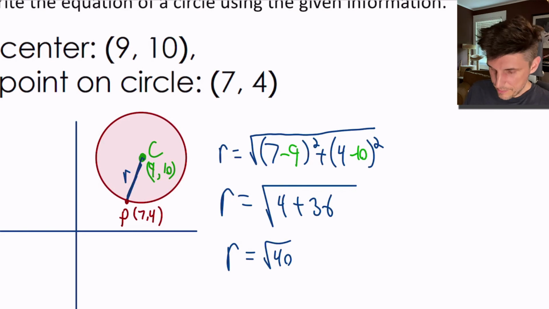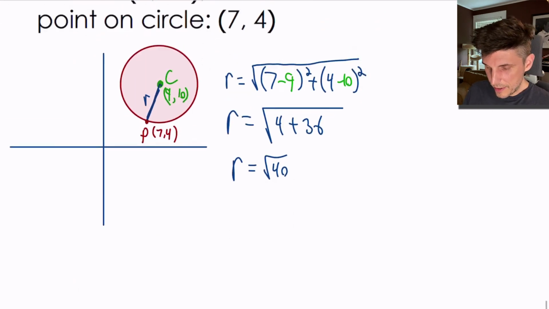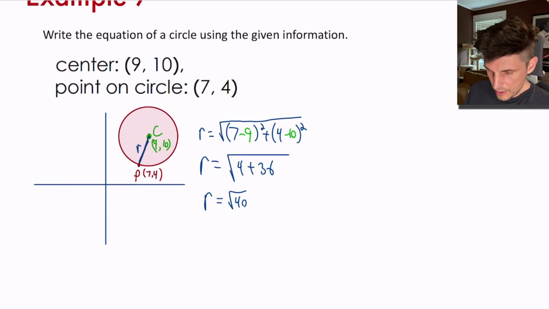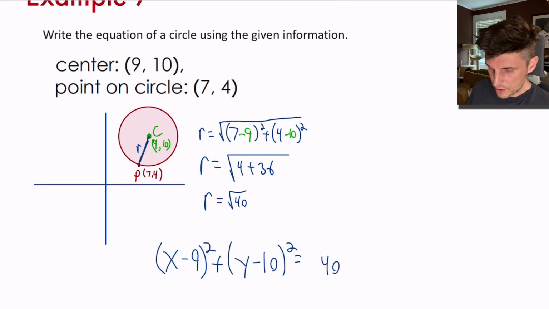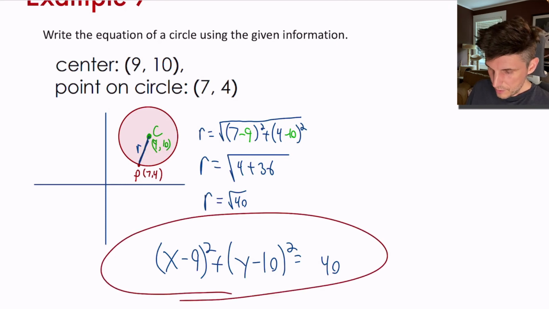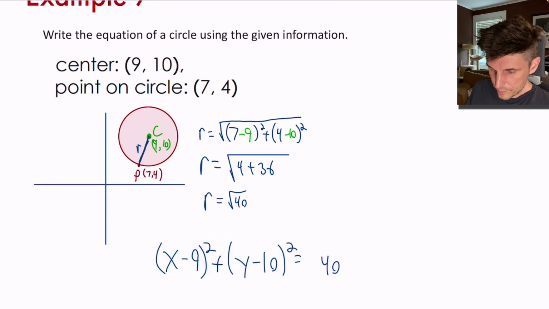I'm going to leave it like that because when I go to plug it into my equation now, I have my center. So I have x minus 9 quantity squared plus y minus 10 quantity squared equals the square root of 40 squared. It means I could just take off that square root because squaring a square root is the inverse operation. And then we're left with this wonderful answer.